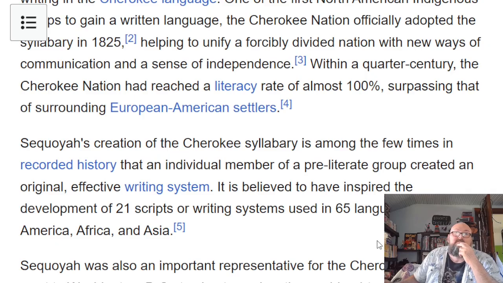It is believed that the writing system, let's see, in recorded history, that an individual of a pre-literate group created an original effective writing system. So one of the few times. Of course, pre-literate is before reading.